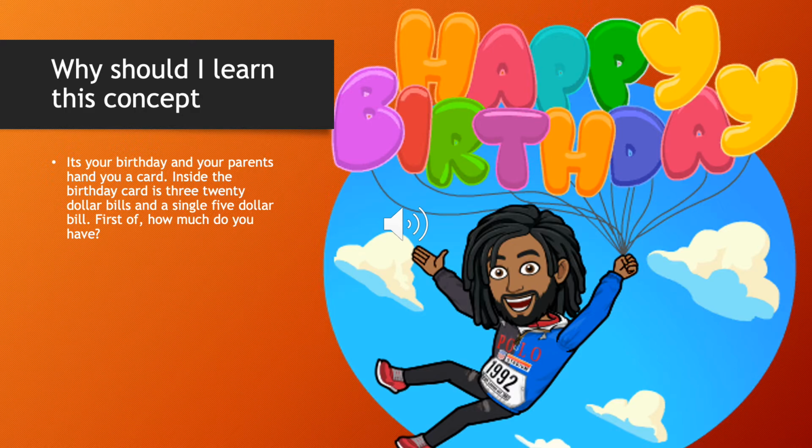So we're gonna pretend it's your birthday and your parents hand you a card. Inside the birthday card is three $20 bills and a single $5 bill. First of all, we need to find out how much money you actually have. So, who out there can tell me using that mental math? We have three $20 bills and a single $5 bill. What is the total amount of money that you received for your birthday?